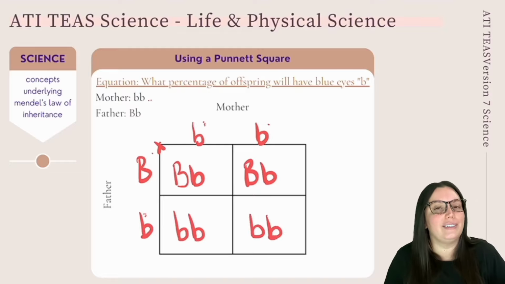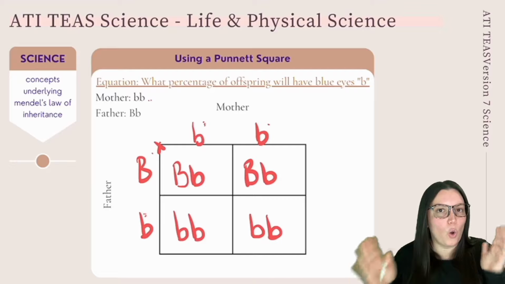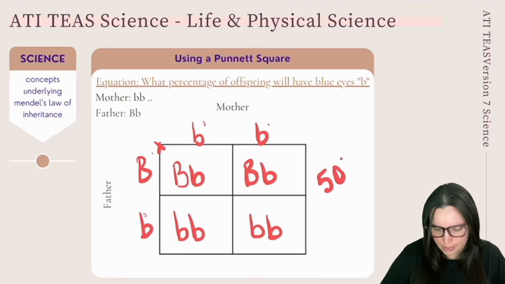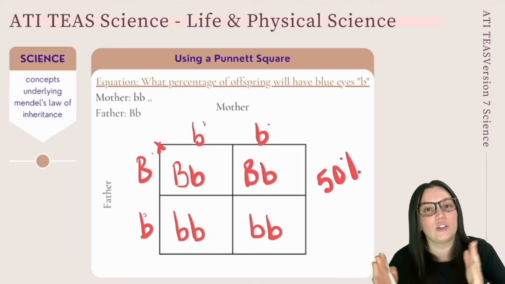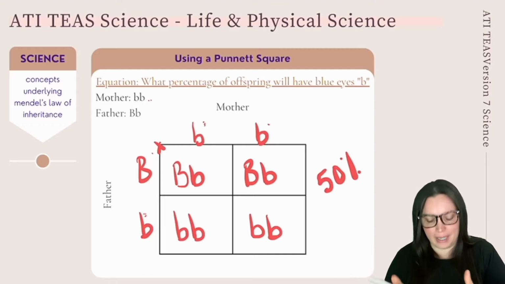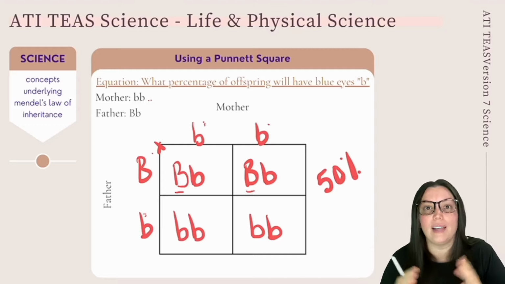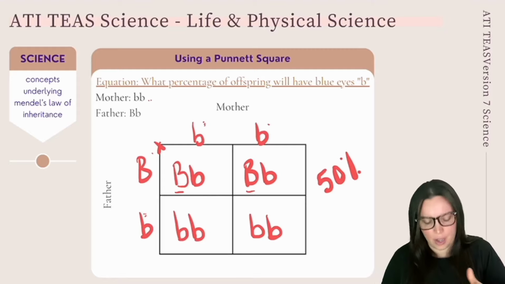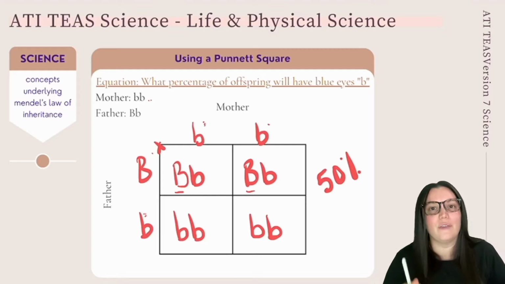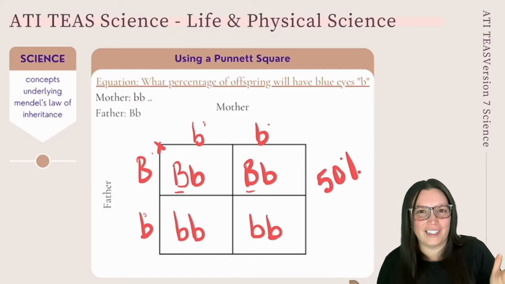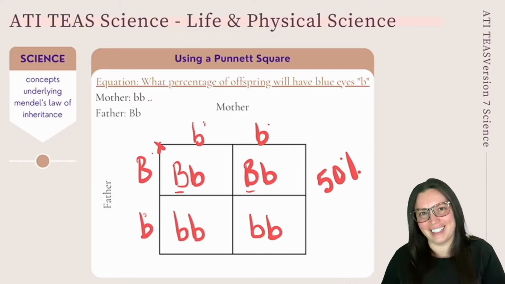So while the mother does have only the recessive genes, the little b, there is still only a 50% chance that this particular offspring is going to have blue eyes. Because as we know, these dominant alleles that the parents have, most likely this offspring is going to have a 50% chance of having brown eyes, or a 50% chance of having blue eyes.